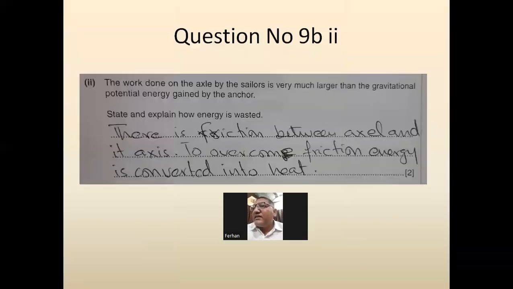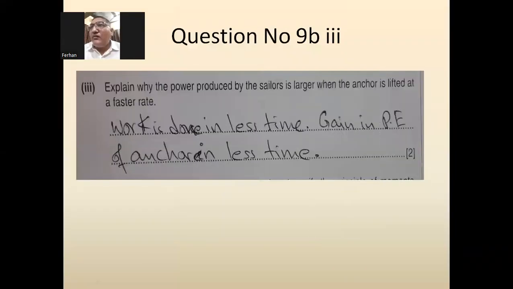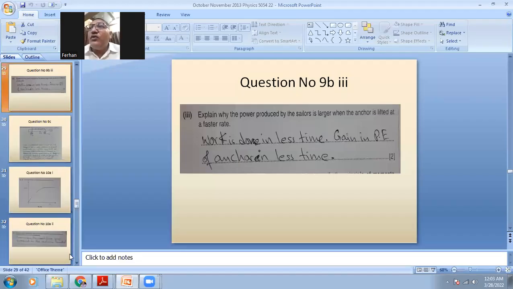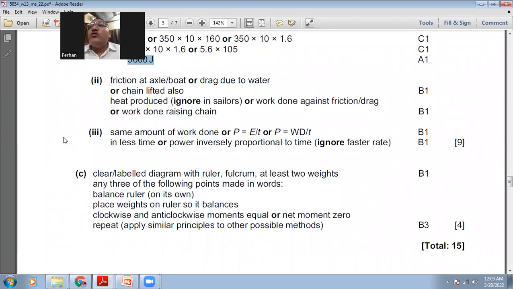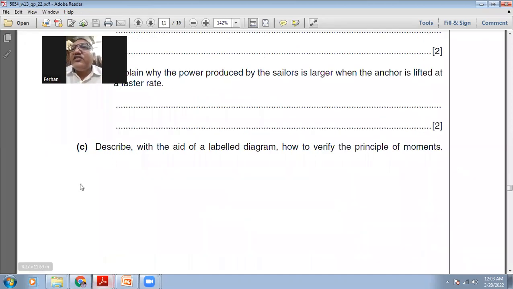Okay, so let's check the answer here. Work is done in less time, gain in the potential energy of the anchor in less time. That's why the power will be more. So let's check the answer from the marking scheme. It says same amount of work done or potential energy in less time, or power inversely proportional to the time. Okay, so our answer is right. Okay, so let's move to the next part.